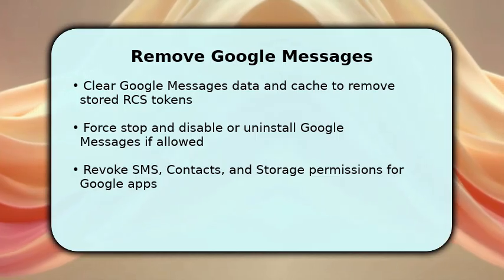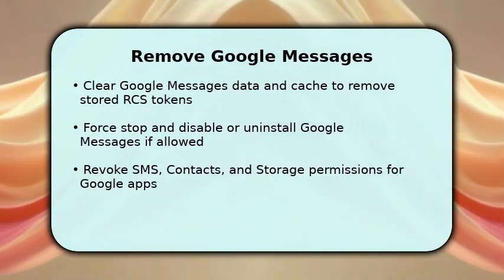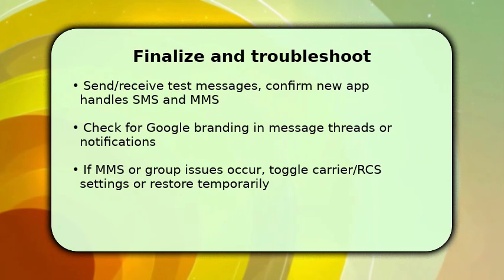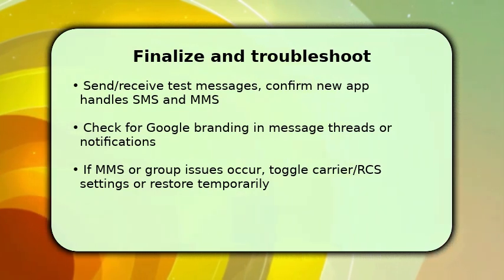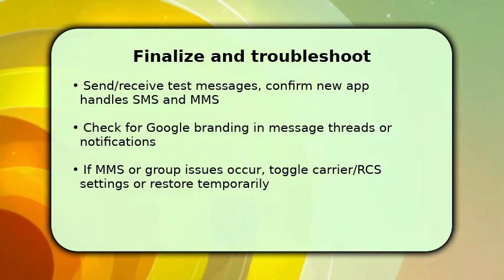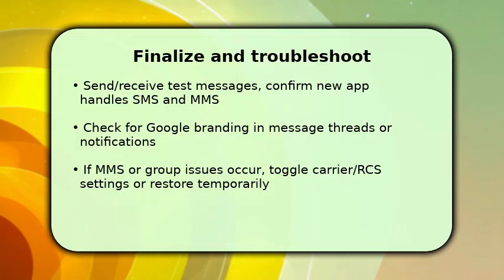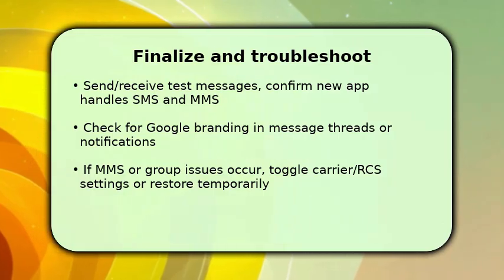Finish by testing. Send SMS, group messages, and MMS to confirm your new app handles everything. Verify there's no Google branding in notifications or thread headers. Once done, make sure carrier settings and APN are correct.